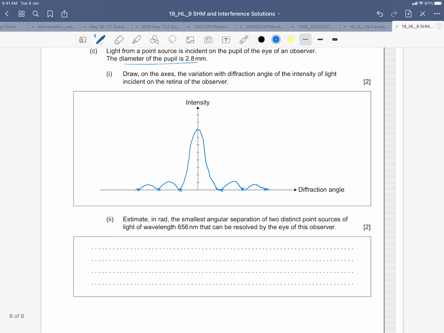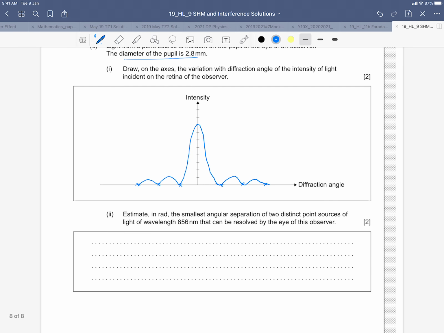Estimate in rad the smallest angular separation of 2 distinct point sources. Okay, so the Rayleigh criterion, of course, so the Rayleigh angle is the smallest angular separation at which we can distinguish and resolve these 2 point sources. And because the diameter is a round opening, we have to multiply lambda over b by 1.22. So remember that. If you have a rectangular slit, it's just lambda over b, but a round opening is 1.22 lambda over b.